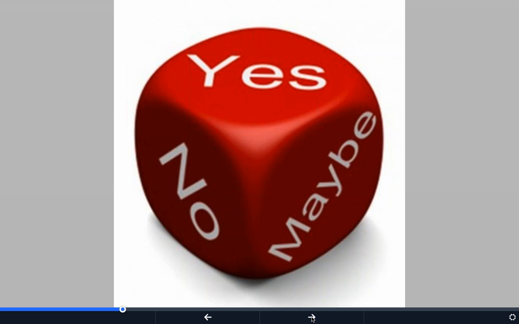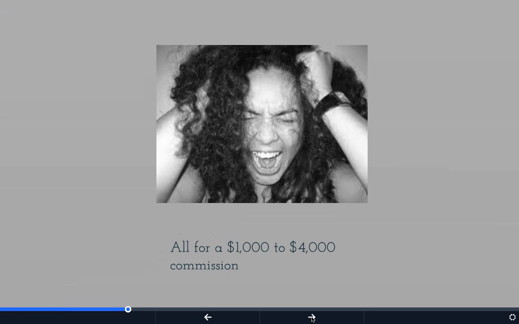So you get to yes, no, or maybe, and this causes a great deal of frustration, because when you're looking at a 7-life case or an 8-life case or a 10-life case or whatever the size is, you're doing all this work to get to yes, no, or maybe for a $1,000 to $5,000 or $4,000 commission. And it causes a great deal of frustration.